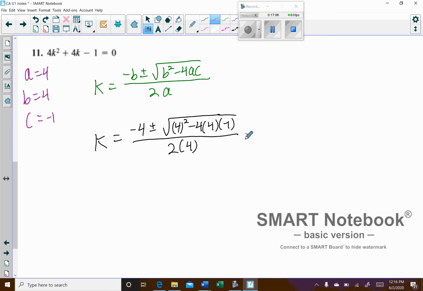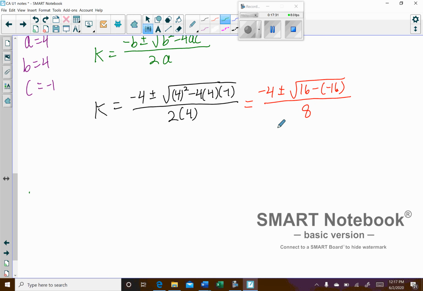All right, so let's see, we're going to have -4 plus or minus the square root of 4 squared is 16. And then let's see, 4 times 4 times -1. So I'm going to end up with a minus -16, all over 8. Okay, so we have the double negative, so we're going to end up adding that right there. So we're going to end up with -4 plus or minus the square root of 32, all divided by 8.